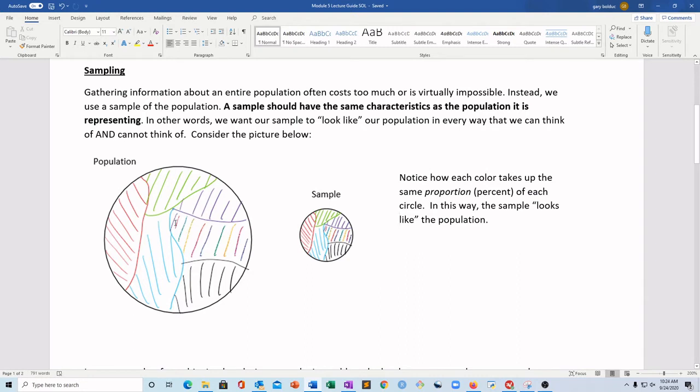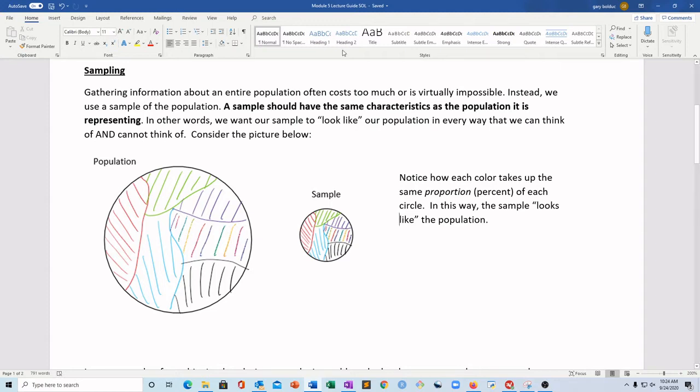So what does that mean? In this little picture, pretend the population is a big group of people. In the bold here, there's a key word we have to look at. It says a sample should have the same characteristics as the population. Where did we see that word before? We saw it when we were talking about variables. We said that a variable was some kind of recorded characteristic of an observational unit. So now let's think about representative samples in terms of variables.